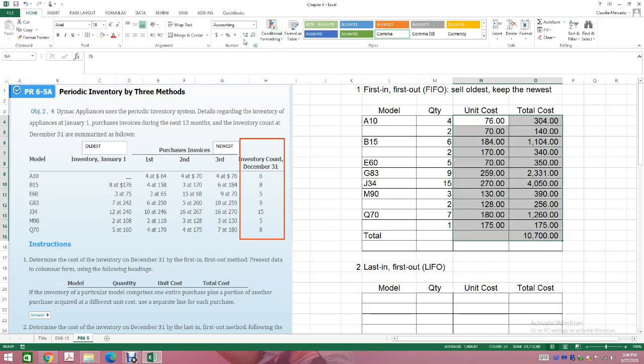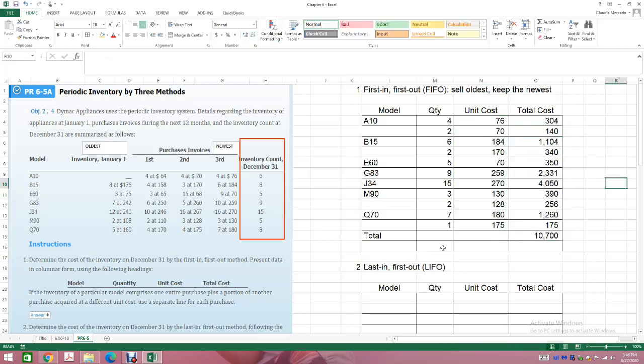Let me just format this real quick. There we go. So this is what I have left. I have left 56 units. These are the different models that I have, valued at $10,700. So my ending inventory, that's what they're wanting you to calculate here. What is the cost of your ending inventory? Well, the cost of my ending inventory is 56 units of these items, and it's valued at $10,700, using the FIFO method.